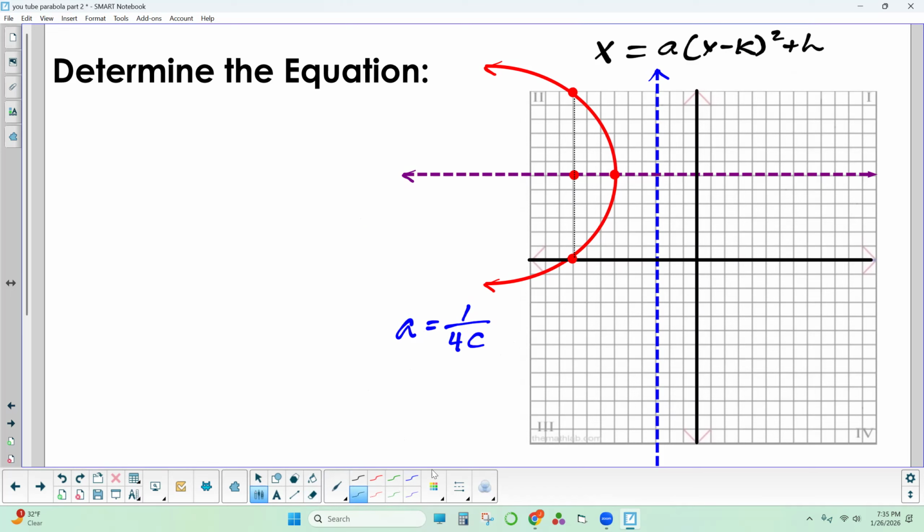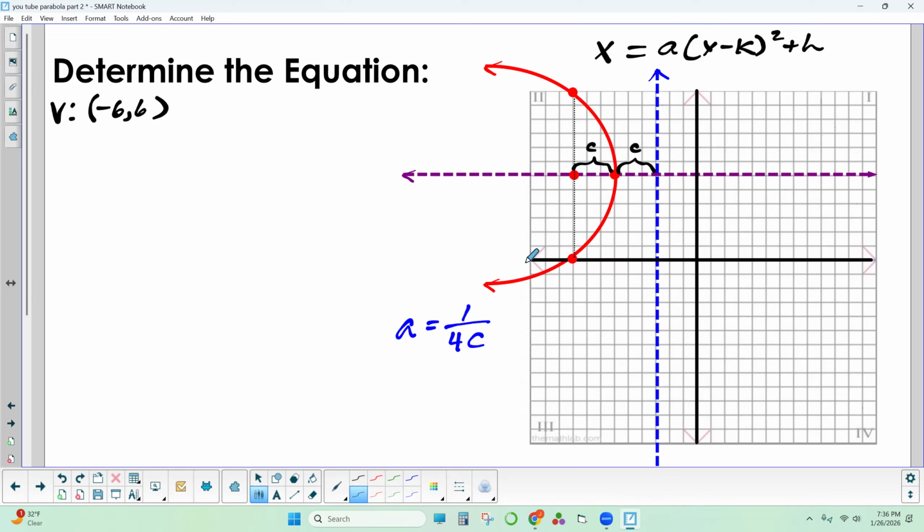Okay? So looking at our graph, we can see that our vertex is at negative 6, 6. So our vertex is at negative 6, 6. And our focus is 1, 2, 3 to the left. Okay? So that means c is 3. So remember, this distance we call c.